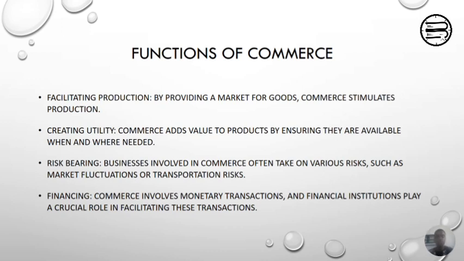Then you also have to talk about risk bearing. Businesses involved in commerce often take on various risks such as market fluctuations and transportation risks. Market fluctuation simply means the market is always volatile, looking at supply and demand, where market conditions change, with variations in the preferences and tastes of the consumers. And also you have to talk about the transportation risk of moving your goods and services from one point to another. If the goods don't reach the final end user, then it's going to be a problem.